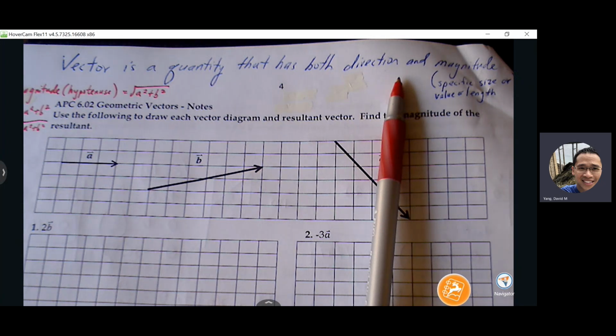If you guys can spend just a minute here to copy down the notes that I have up here. So page 4 in your packet.